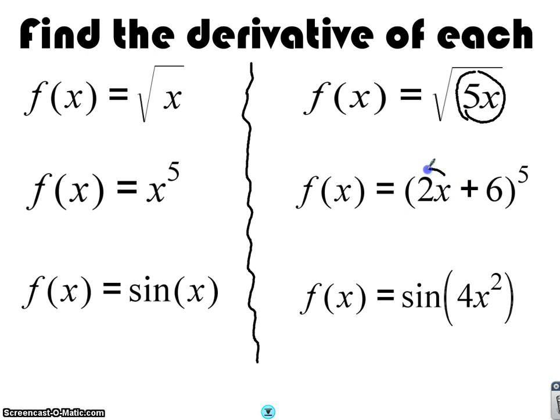In here, it's not just an x, it's a 2x plus 6, and again, we need to apply another rule. And sine x is no longer sine x, it's a sine of 4x squared. Each of these functions is a composition of two functions. This one is the square root and 5x. This one is x to the 5th and 2x plus 6. And this one is sine x and 4x squared.